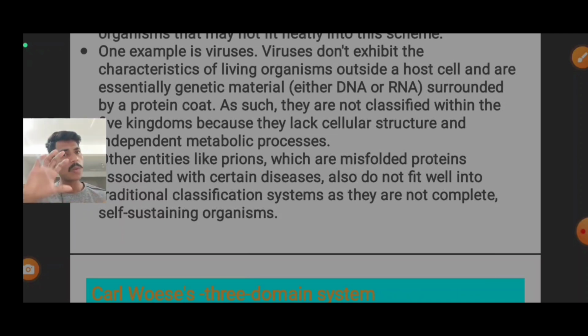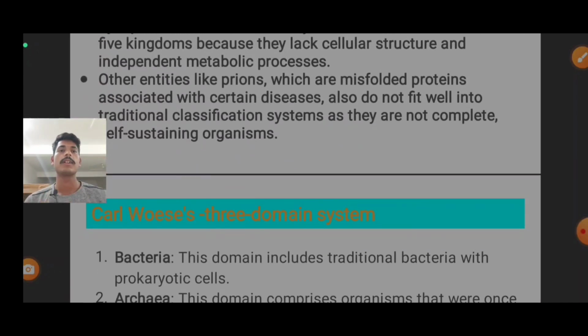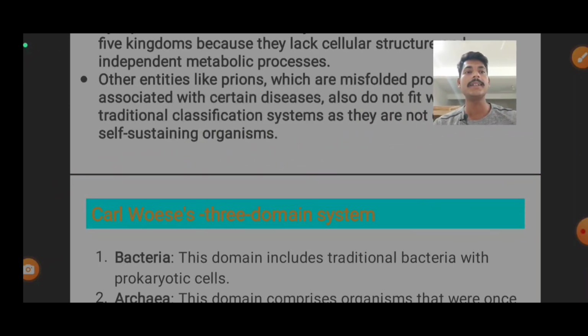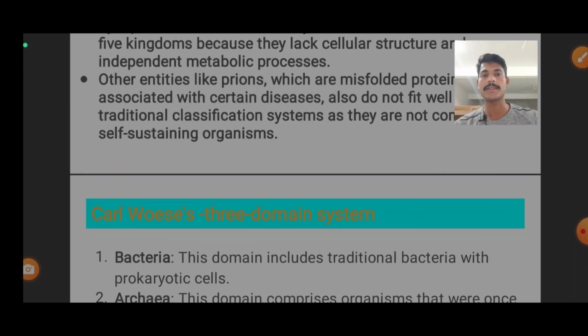Once a virus enters our body, it hijacks our own cellular machinery. So they don't have their own; they are not independently functioning, they are dependent on living entities. Clear? Then other entities like prions, which are misfolded proteins associated with certain diseases, also do not fit well into the traditional classification system as they are not complete self-sustaining organisms.